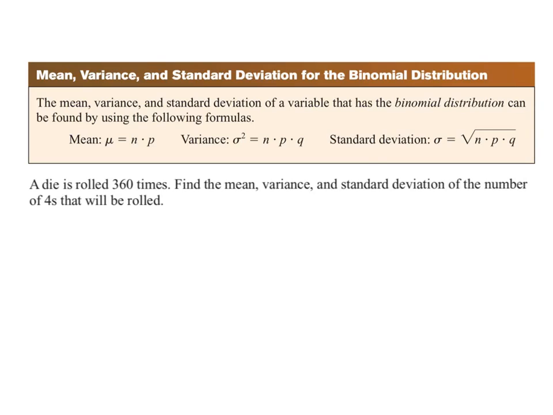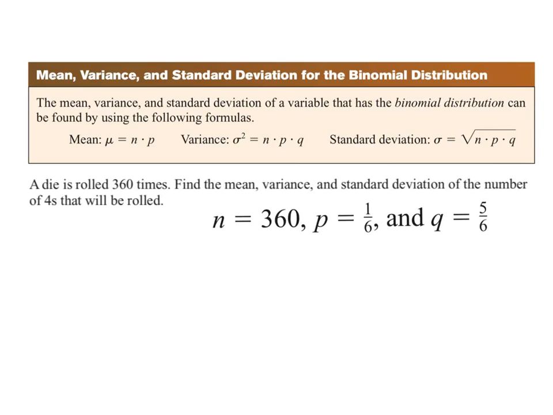So all I need here in order to find the mean, variance, and standard deviation is n, p, and q. So why don't you go ahead and identify n, p, and q first. Then you can go ahead and find the mean, the variance, and the standard deviation. And let's see what you should round to. Let's go to the 100th place again when necessary.